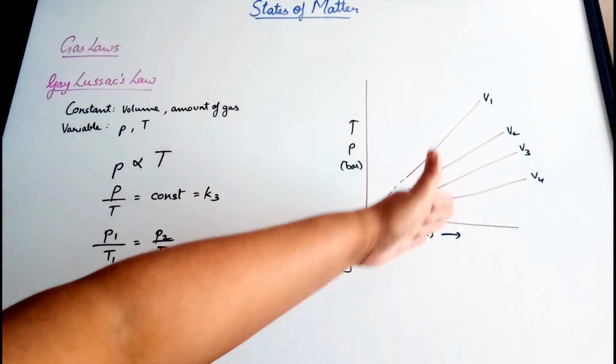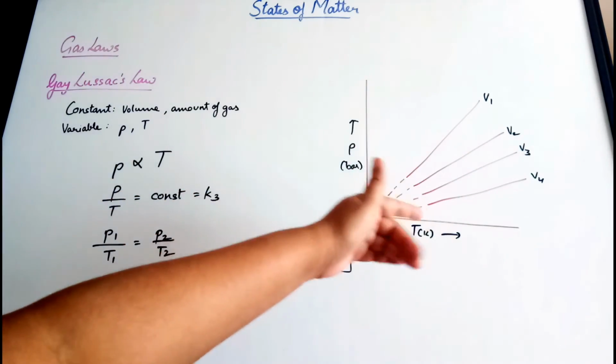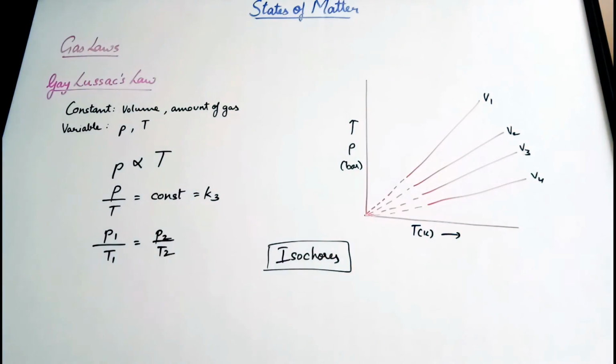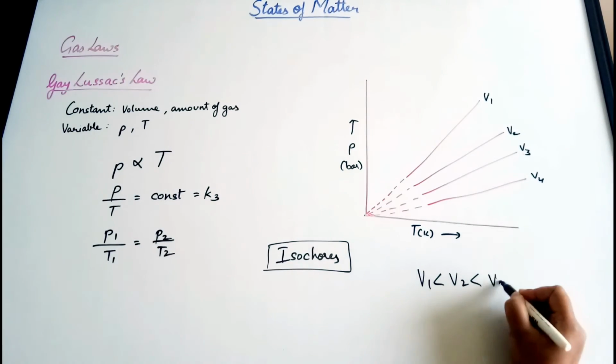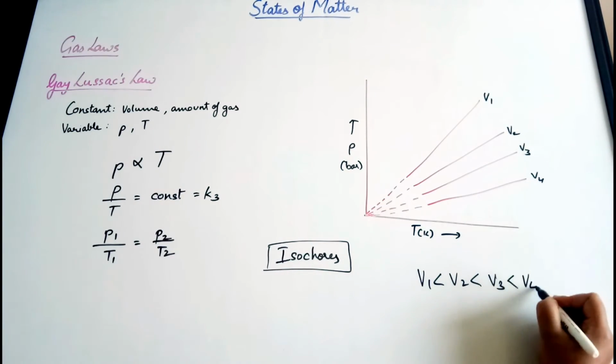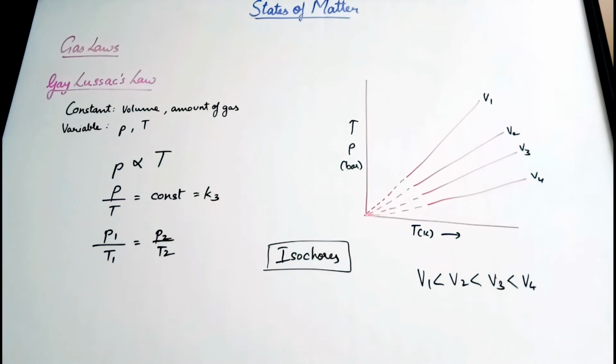At various volumes, you have different slopes, where V1 is the least, then V2, V3 is greater than V2, and V4 is greater than V3. When the volume increases, the line shifts downwards, because the slope decreases with increase in volume. That's all about Gay-Lussac's law.